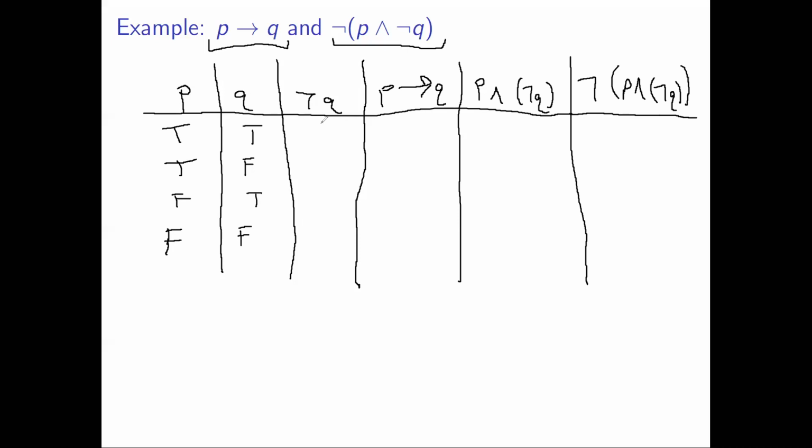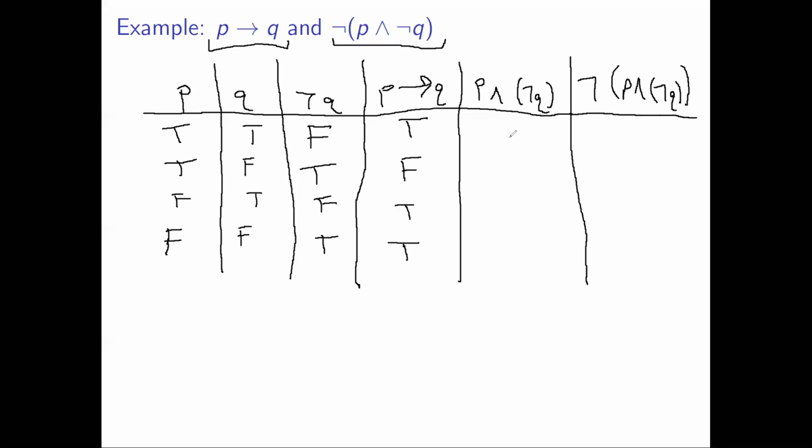Okay, so here we need to do the not Q. We've done this one a bunch of times already. P implies Q here. In the first row, hypothesis is true, conclusion is true, so the implication is true. Second row, the hypothesis is true, but the conclusion is false, so the implication is going to be false there. Third and fourth row, the hypothesis is false in both of those rows, so regardless of the truth value of the conclusion, the implication is going to be true.